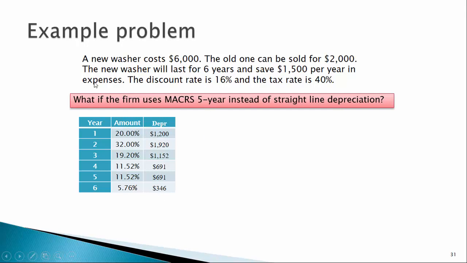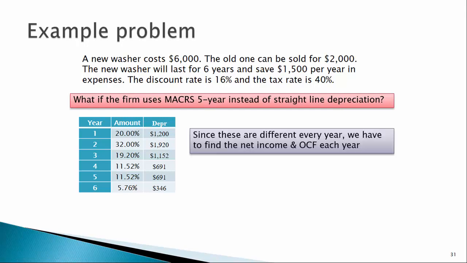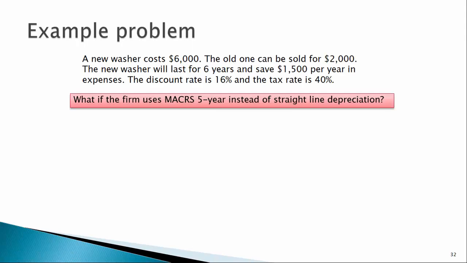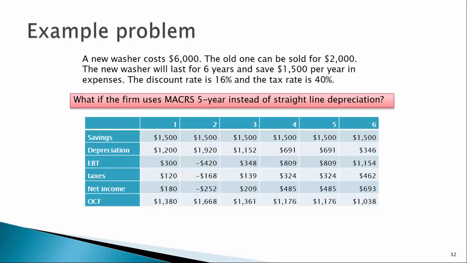Right, and then everything else is the same in the problems, but you have to refigure all of the numbers because the depreciation has changed. So you've got to recalculate all the numbers with those new depreciation amounts, and I've got them here in the slide. So notice the savings is the same each year, but now since my depreciation is different, I have a new value of earnings before taxes, which is going to change the amount of taxes that I have to pay, which is going to change the amount of operating cash flow.